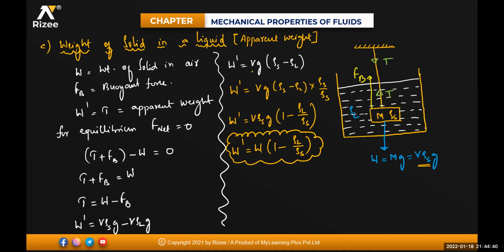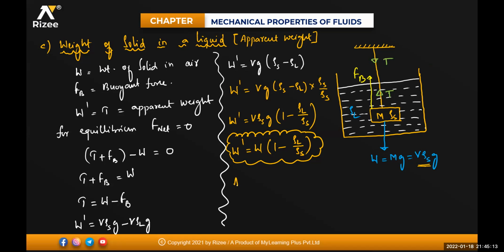W dash is equal to V into g, density of solid minus density of liquid. What I'm doing is multiplying and dividing by density of solid. So here, density of solid into ds, that will become ds squared divided by ds. So ds will become common here, and what remains is the density of liquid divided by density of solid. V into density of solid into g is nothing but the actual weight, beta. So apparent weight will be equal to W into 1 minus density of liquid divided by density of solid.